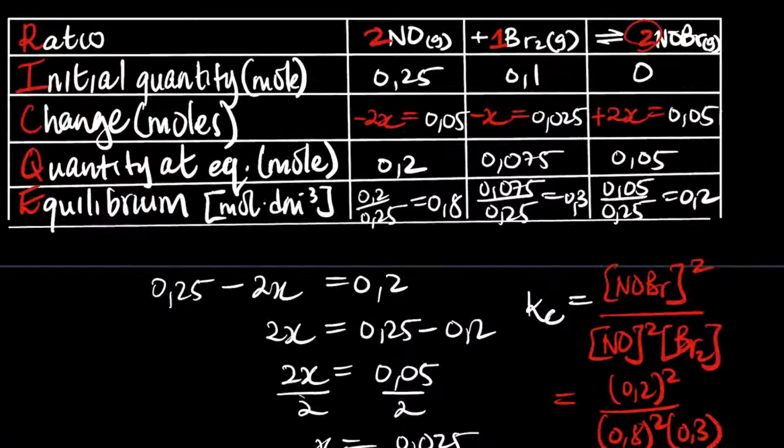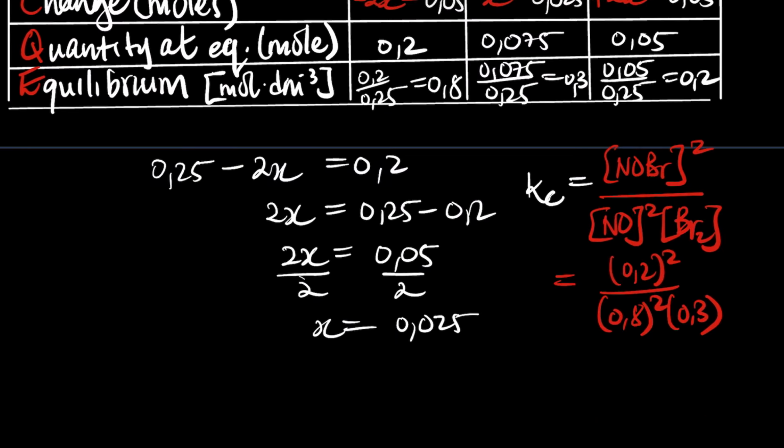Punching that in the calculator, 0.2 squared divided by 0.8 squared times 0.3. The answer here, that's the equilibrium constant, is 0.21. I hope that makes sense.